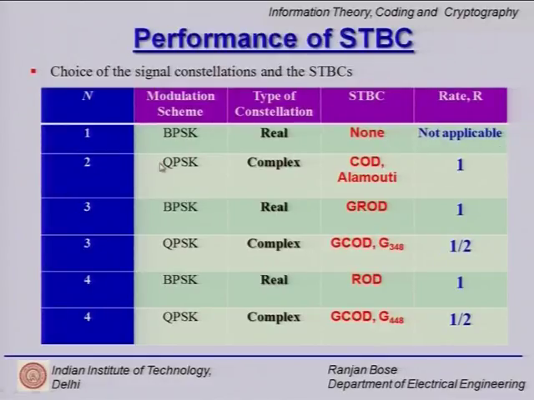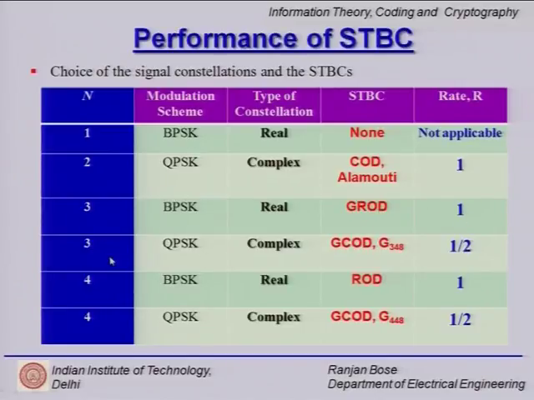In the second case, when 2 antenna elements were used, we used QPSK. So we had 4 symbols to choose from, which is obviously a complex constellation, and we used a complex orthogonal design, the well-known Alamouti scheme, full rate. The third one, when we moved on to 3 antenna elements, we used a real orthogonal design, using the generalized real orthogonal design we studied, full rate.